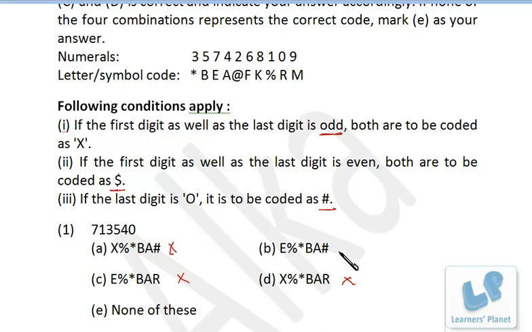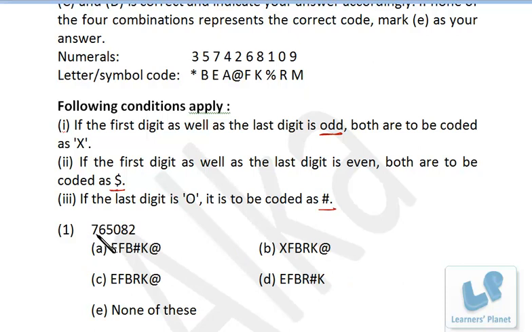Now let's check this. The last position is correct. After that, 7 should be coded as E, okay. Then 1 should be coded as percentage sign, okay. 3 star, fine. 5 should be B, okay. And after that 4 should be A, that's okay, right?